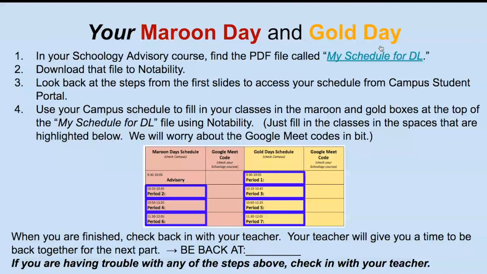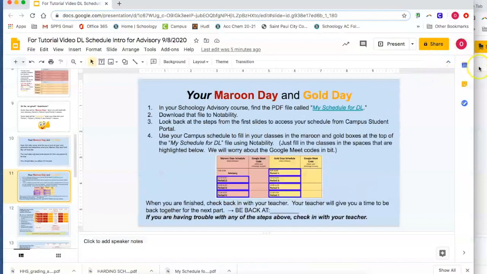Get them into Notability. Basically, we're going to go to your Schoology advisory course, find a file that's called My Schedule for DL, pull that into Notability, and then going back to your schedule, we will copy into the My Schedule for DL file which classes are meeting during the maroon day and during the gold day. If you're doing this with your advisory class, your teacher will give you some time to work on that and give you a time to be back. So for now, let's take a look at how you're going to do that on your iPad.